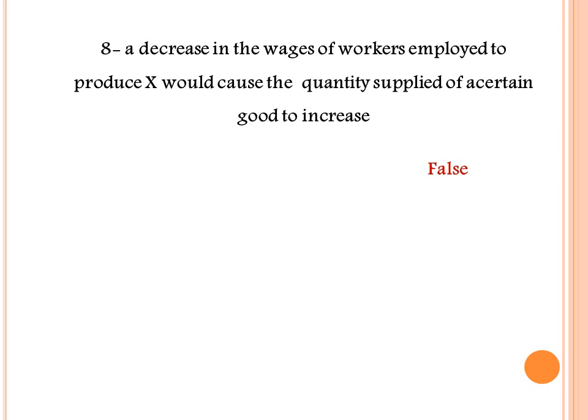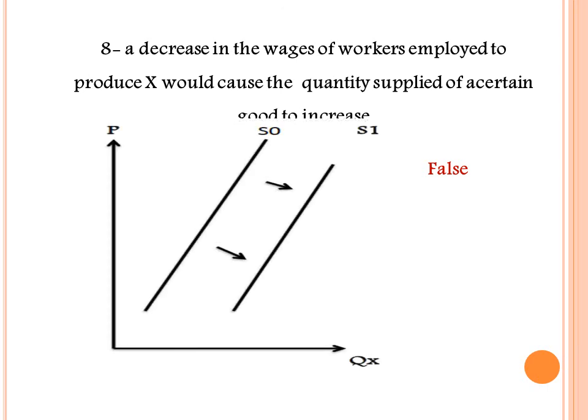production, of factors of production, like wages, the price of raw material, and the other factors, which is technology, we have subsidies, taxes. All other factors affect the supply of the product, and graphically it would affect the whole supply curve. So, a decrease in the wages of the workers employed to produce X would cause the supply of the product to increase. This could be represented graphically by rightward shift in the supply curve from S0 to S1.